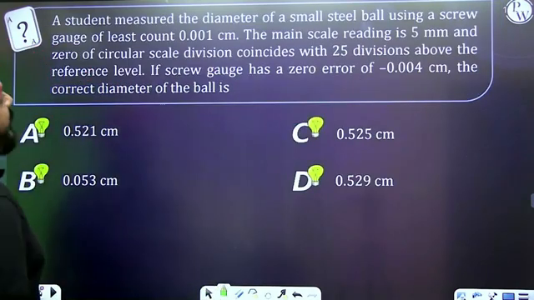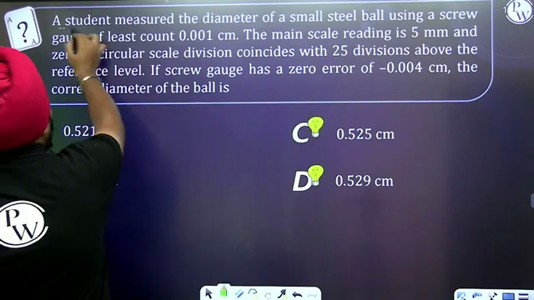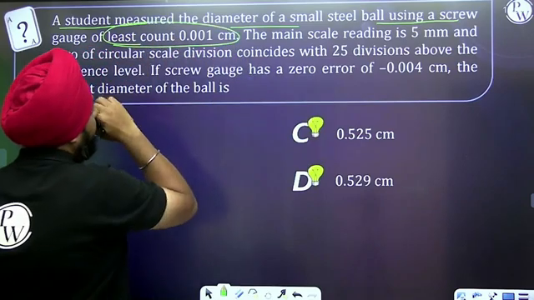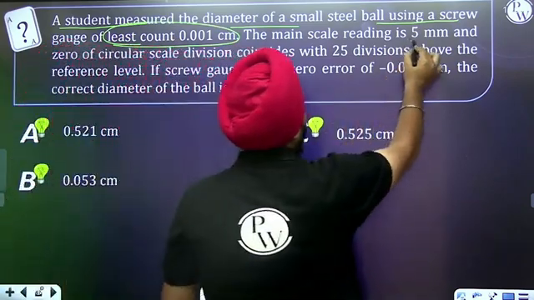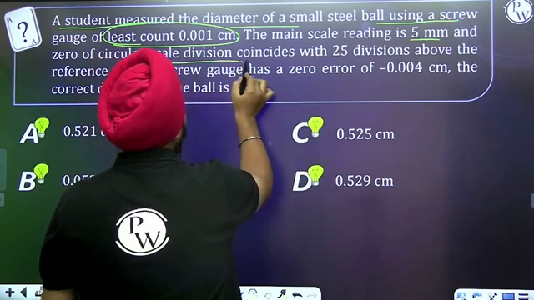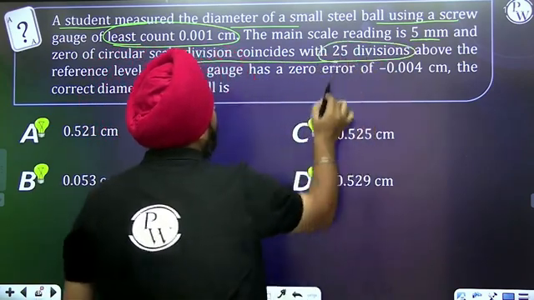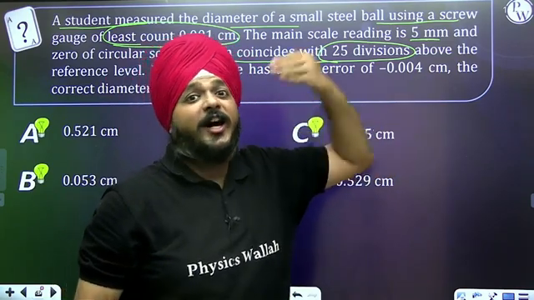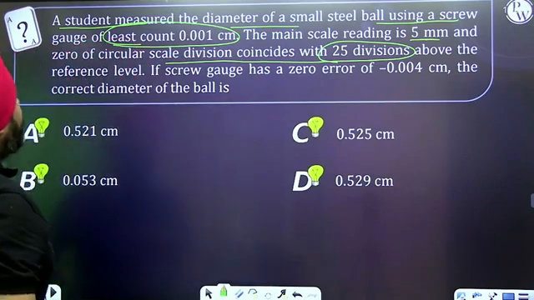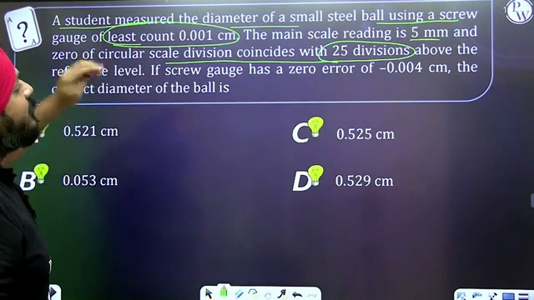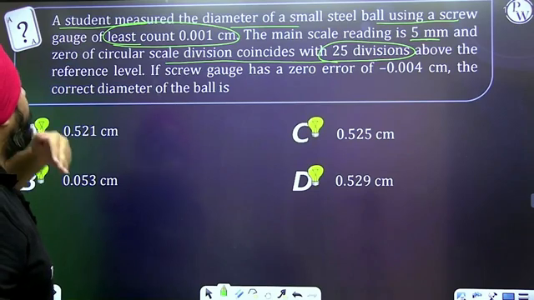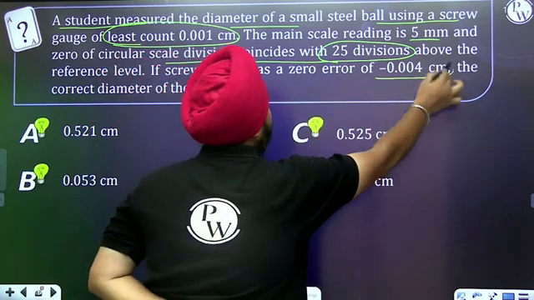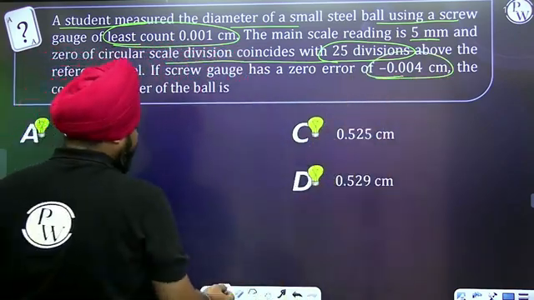A student measured the diameter of a small steel ball using a screw gauge of the given least count. The main scale reading is 5 mm, and the 0 of the circular scale coincides with the 25th division above the reference level. Zero error is negative. What will be the correct diameter?